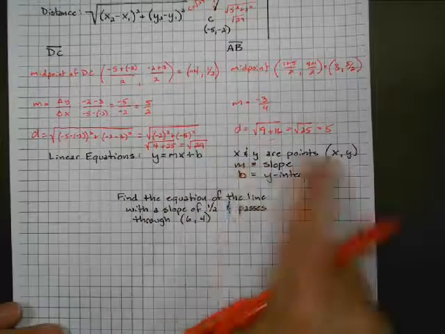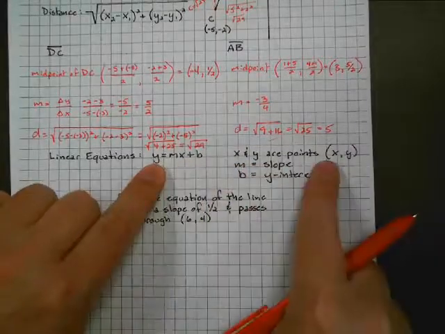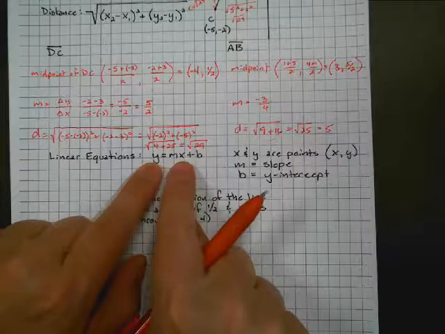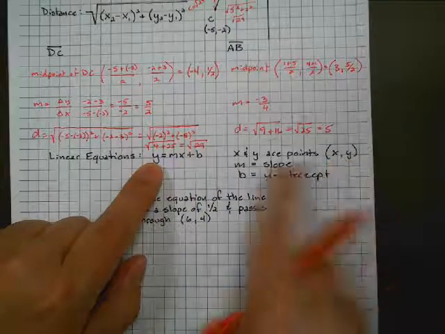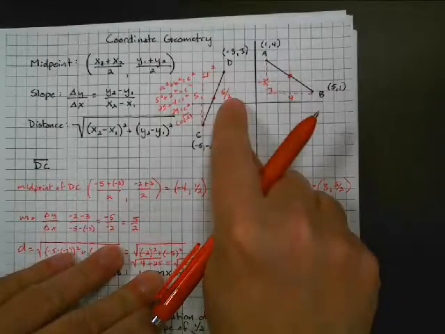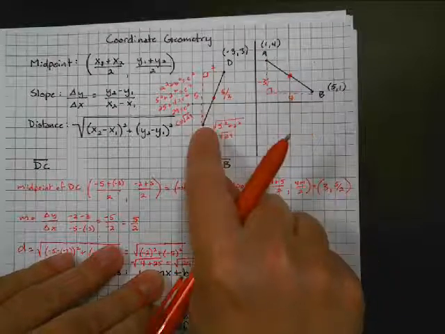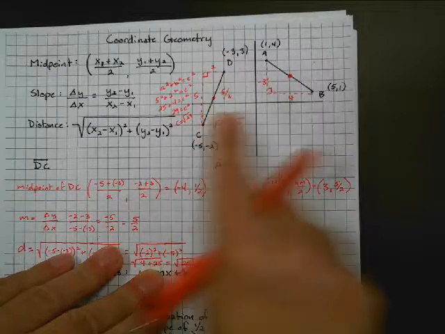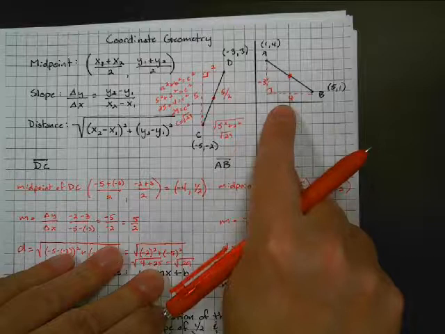So x and y, these two are points on the line. So any point on the line could fit in here. So those are our x's and y's. M is the slope, and we were just finding the slope up here. The slope is really just telling us how steep the line is. Going back to this one, 5 over 2, a positive slope means it's going uphill, and the bigger the number, the steeper it is. See, this one's negative 3 over 4. That's a smaller number.